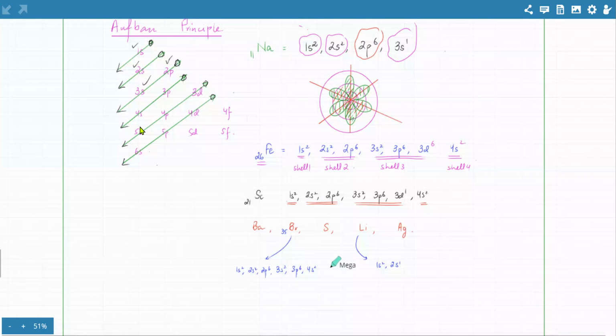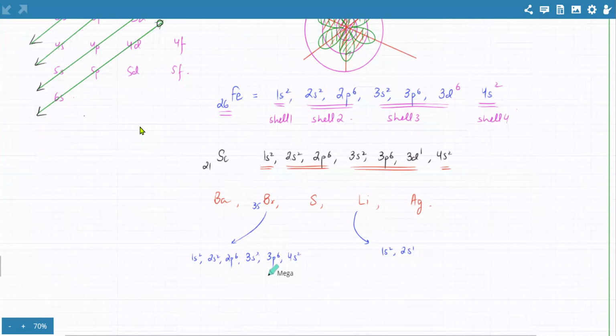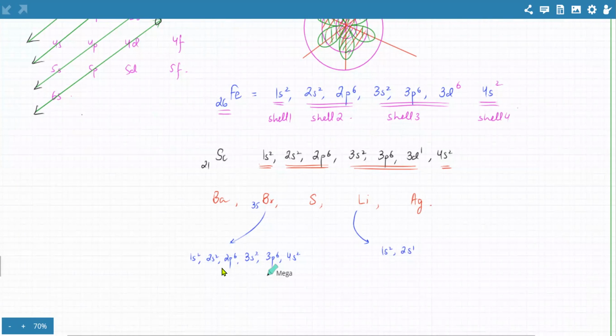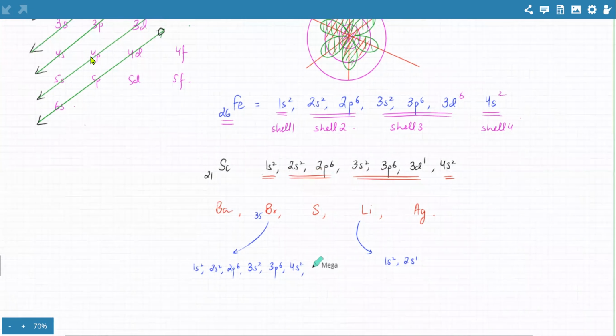And after 4s, how many electrons is this? This is a total of 10, and another 10, that's 20 electrons. So we need 15 more electrons. After 4s, you have 3d, so 3d is going to have 10 electrons. And then after 3d, you're going to have 4p and then 5s. So you're left with 5 electrons. So that's 4p5. So that's going to be your electronic configuration.